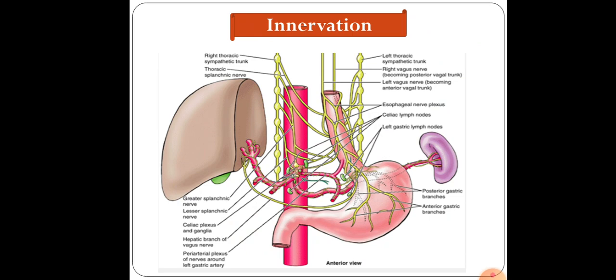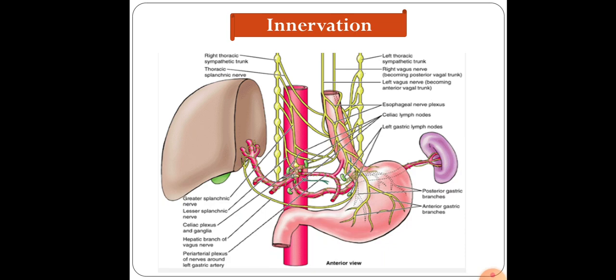Innervation. The stomach is supplied by the autonomic nervous system, sympathetic and parasympathetic. The sympathetic innervation is from the greater splanchnic nerve from T6 to T9. The parasympathetic fibers are branches of the vagus nerve.